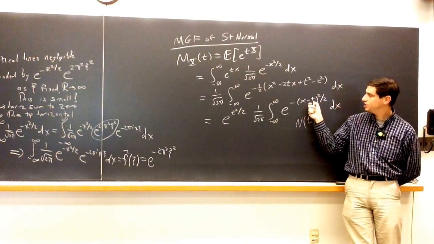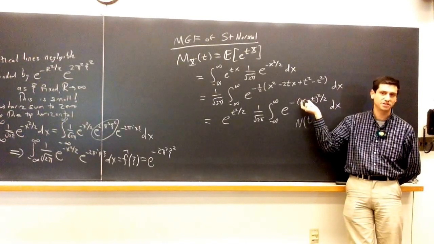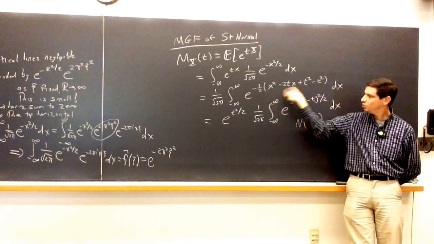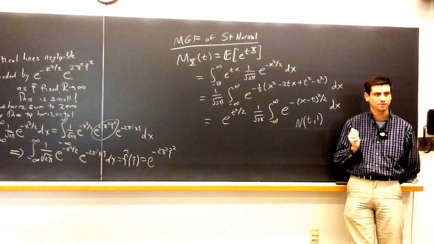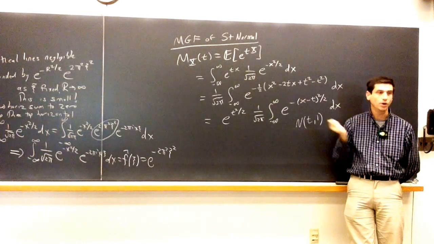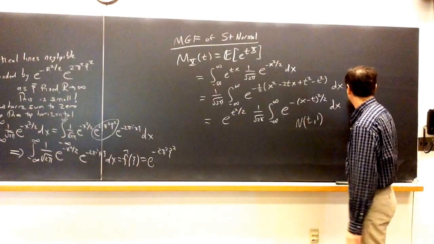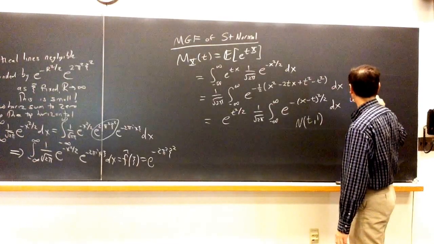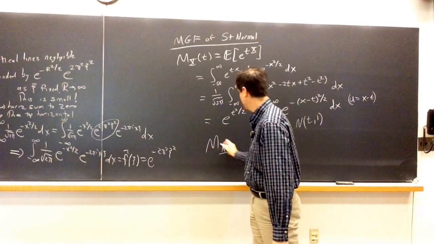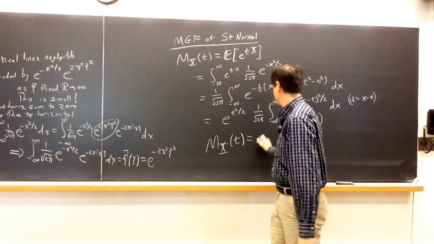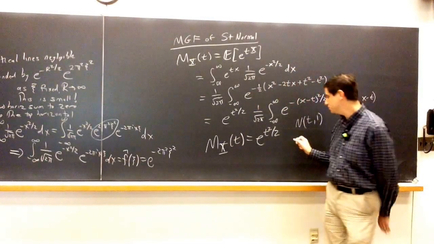If you want, you could do a change of variables. You could let u equal x minus t, and then this would just reduce to the standard integral we've seen numerous times. What does this integral equal? 1. We're integrating a probability distribution. You could also notice u equals x minus t, that would also work. So we get that the moment generating function of the normal is just e to the t squared over 2. And this converges for all t.